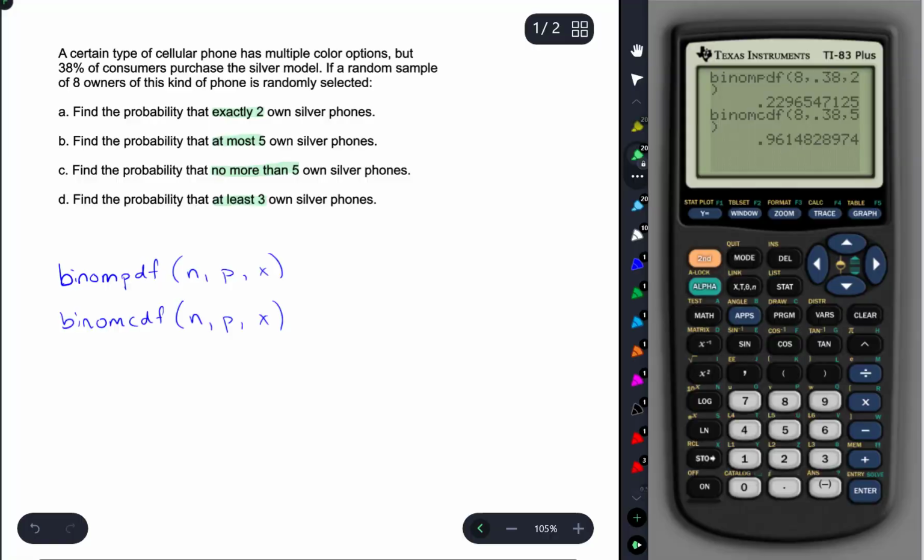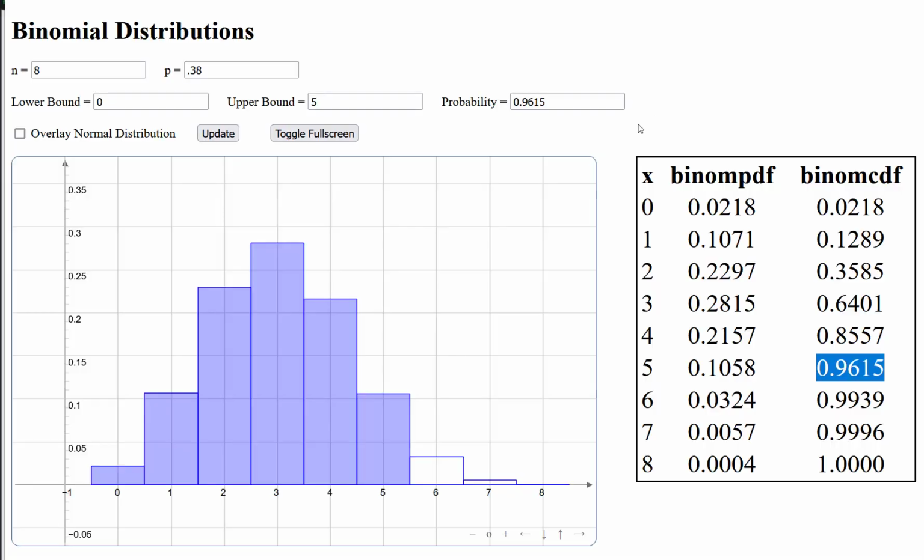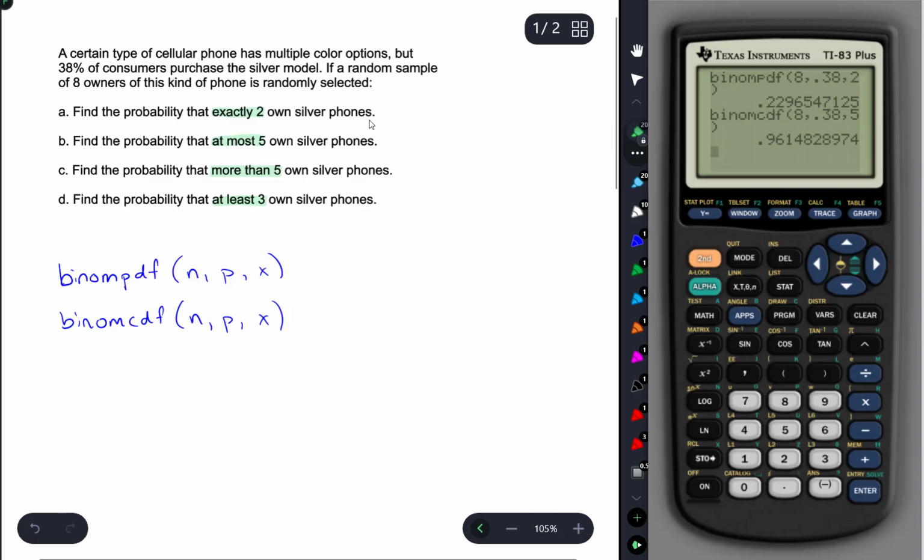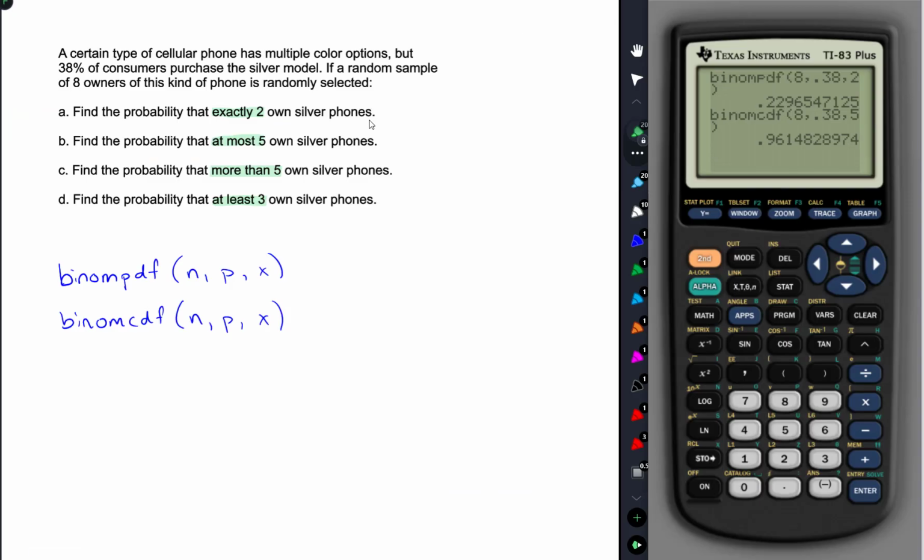Okay, let's see how that changes. Actually, I think I'm going to change that to just more than 5, because no more than 5 would be the same thing as at most 5. So that way we have a different question. All right, so find the probability that more than 5 own silver phones.